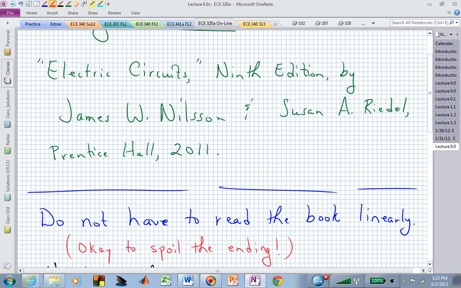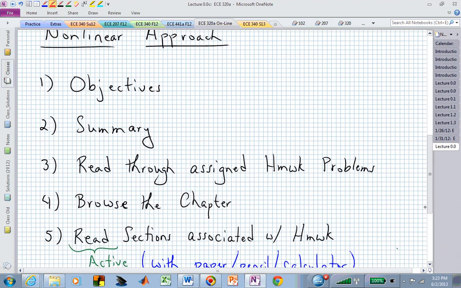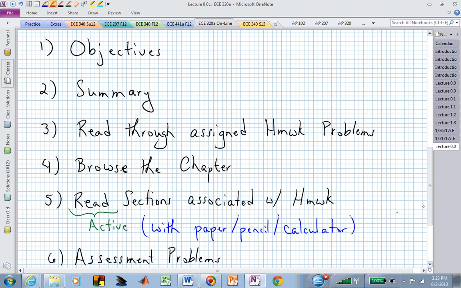The one comment that I would provide for you that maybe you haven't thought of, maybe you have, is you don't have to read the textbook linearly. You don't have to start at page 1 and read all the way to the end. It's okay to spoil the ending. It's not like a novel. And the nonlinear approach that I'm going to simply suggest or put in front of you has the following flow.